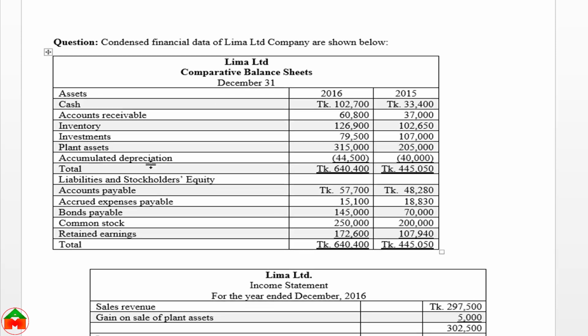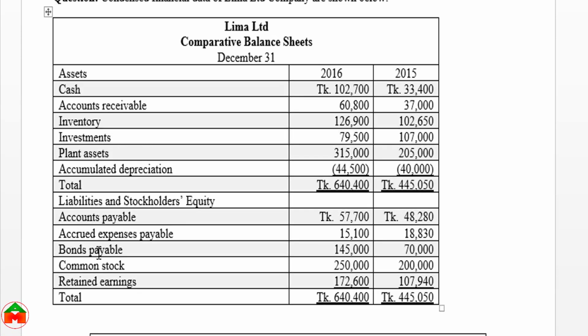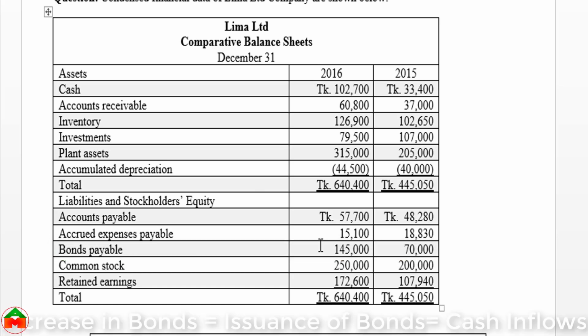In the comparative balance sheet, at the long-term notes payable or bonds payable or long-term liabilities, we can see there is a long-term bonds payable. Here the amount of long-term bonds payable in 2015 is 70,000, and the amount in 2016 is 145,000. So there is an increase of bonds payable. So there may be an issuance of bond.